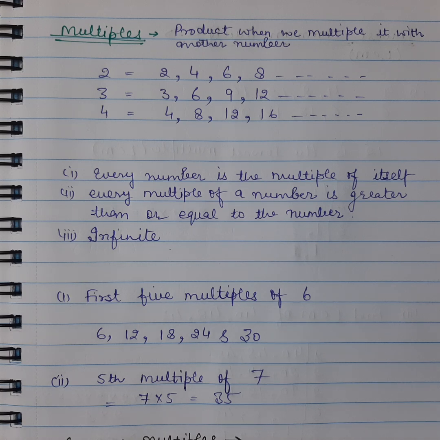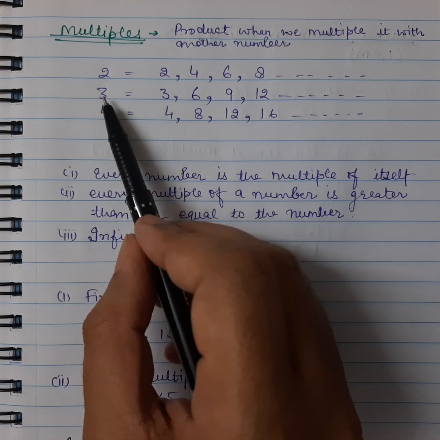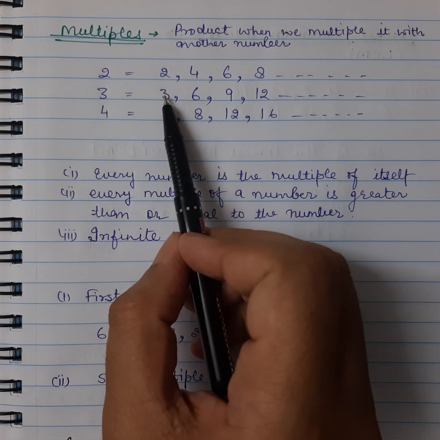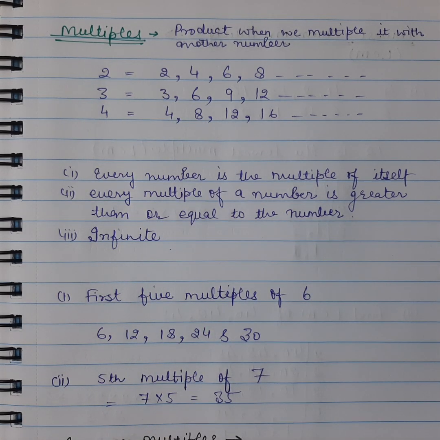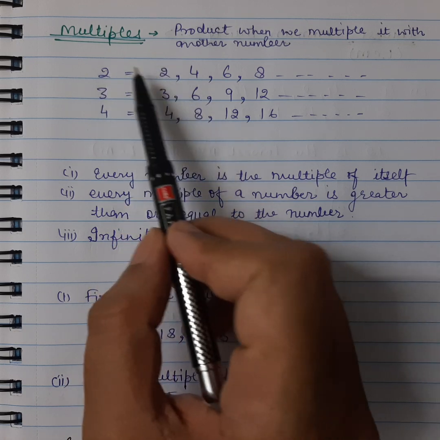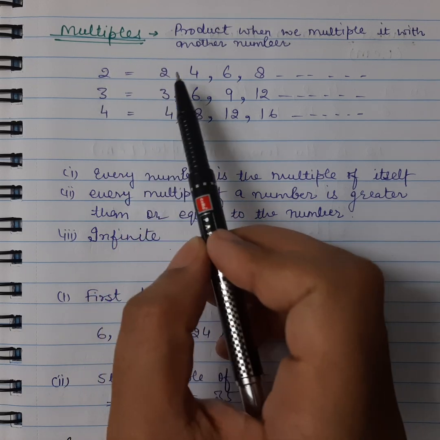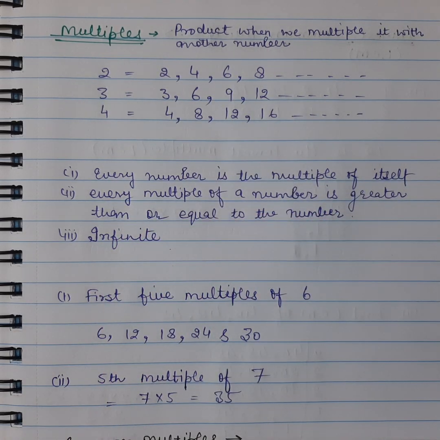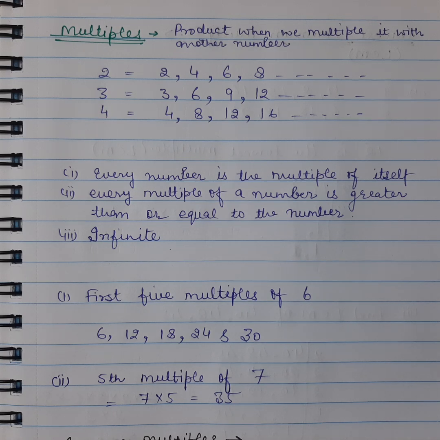Let me recapitulate. Every number is a multiple of itself. So 2 is a multiple of 2, 3 is a multiple of 3, and so on. Every multiple of a number is greater than or equal to the number. The first multiple is the same as the number, and then we have higher numbers as multiples. And there are infinite multiples of a number.